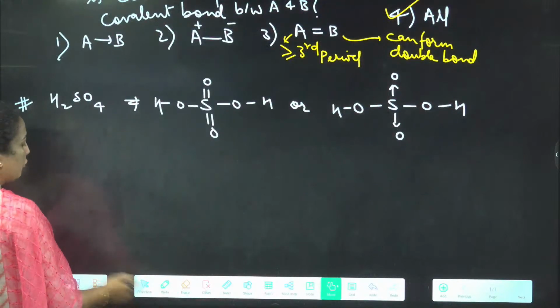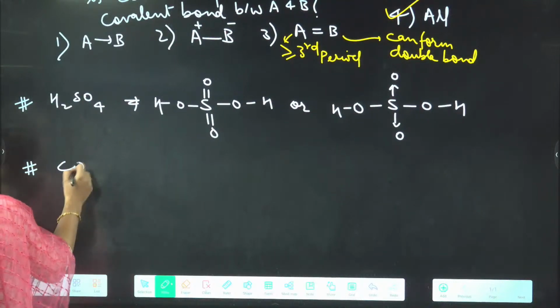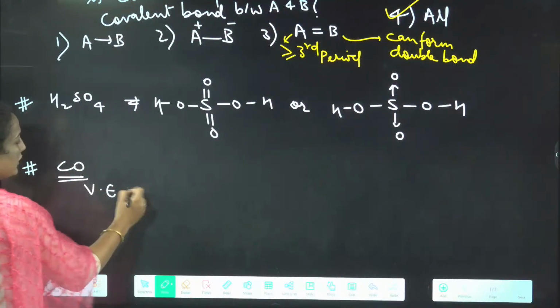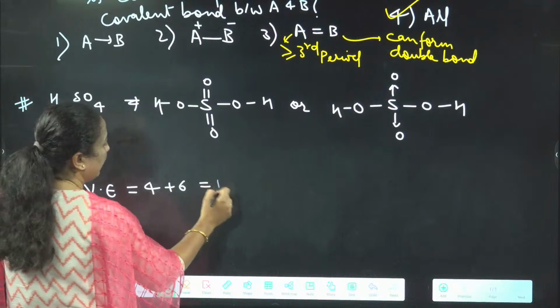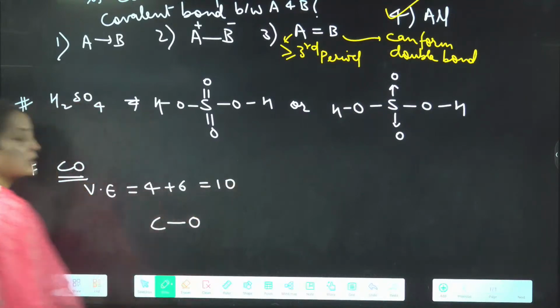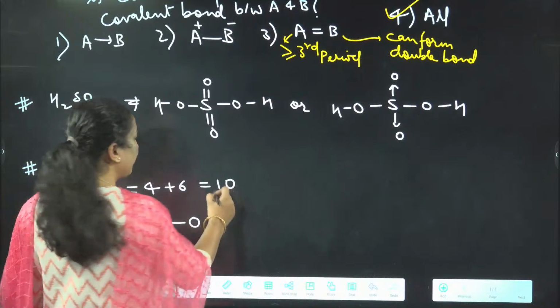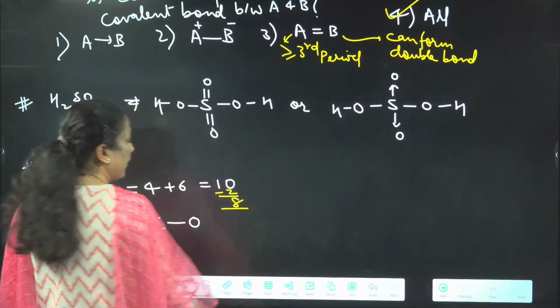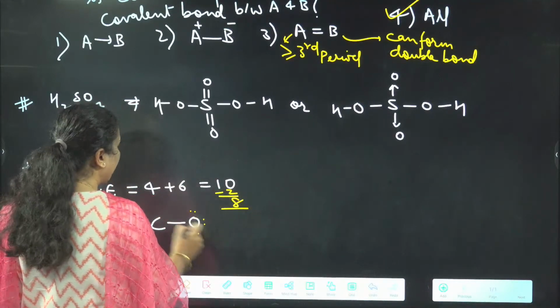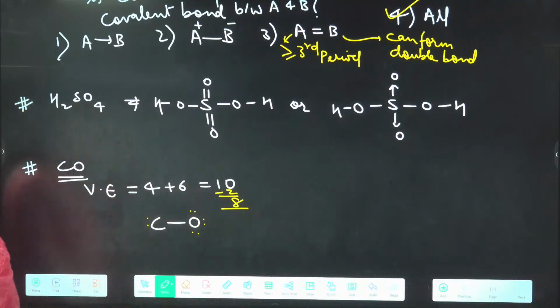Now let us go for a few more structures, like for example CO I am writing. How many valence electrons are there in this? 4 plus 6, there are 10. So I am going to draw like this, a single bond. Now how many electrons used up? 2 electrons used up for the formation of a single sigma bond. So you are having 8 electrons. Now you distribute in such a way to complete the octet of the surrounding atom.